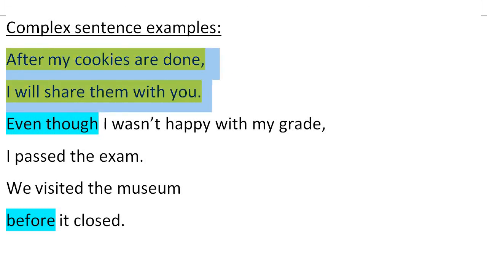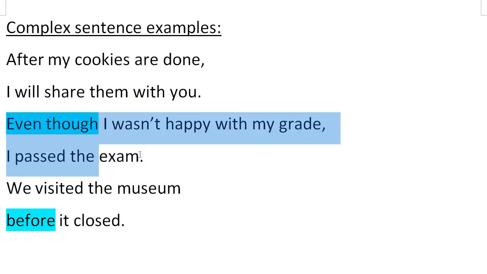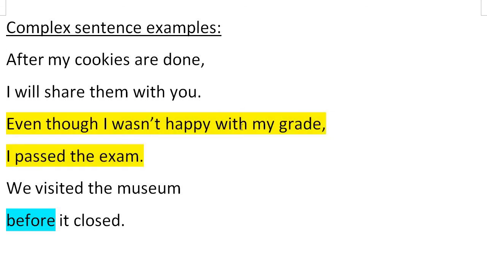Let's look at our next one. Okay. "Even though I wasn't happy with my grade, I passed the exam." Okay. It seems like the longer one would be the independent clause, the one that works on its own, but it's not. "I passed the exam" is the most complete thought. "I passed the exam." That's a sentence that works on its own. But "even though I wasn't happy with my grade," it's not a complete thought. It's like, even though what, right? So there's your dependent clause.